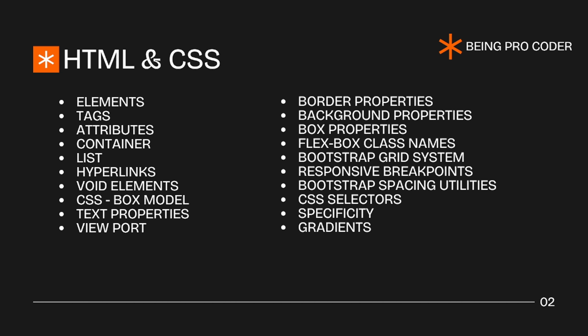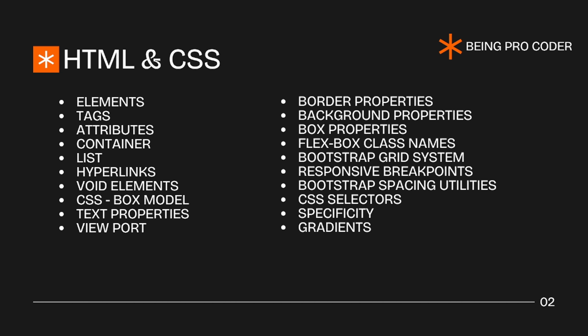Coming to the attributes, we can learn about the a attribute, input attribute, and video attributes, like the reference attribute, type attribute, and source attribute. Coming to the containers, we have a div container, section container, or main container. Coming to lists, we can learn about ordered list, unordered list, and so on.